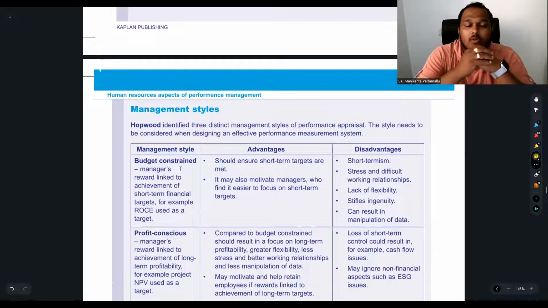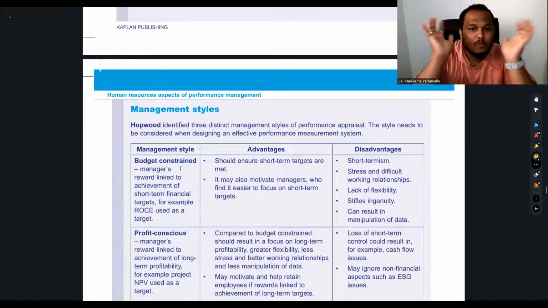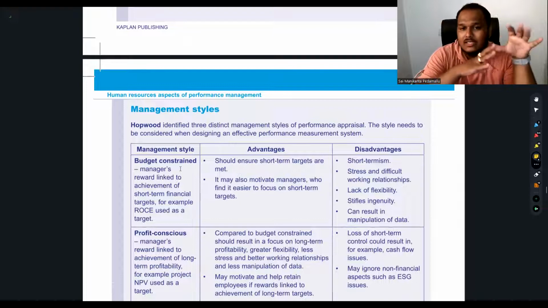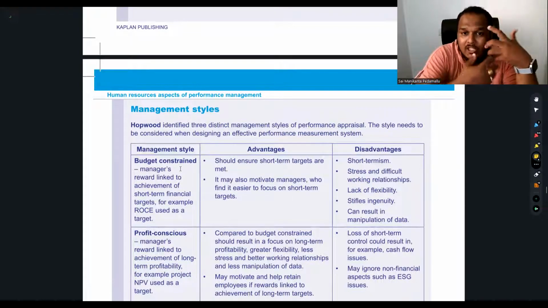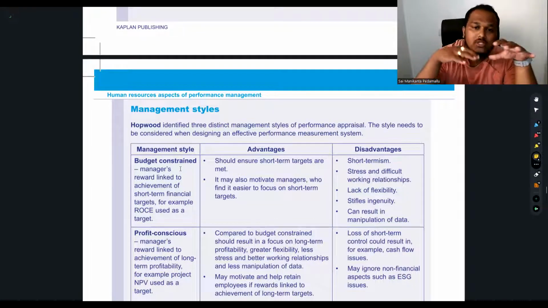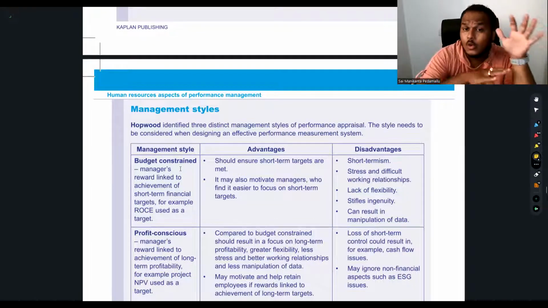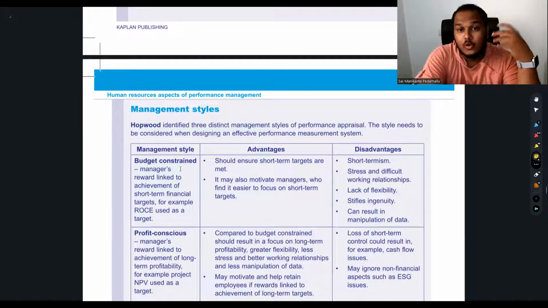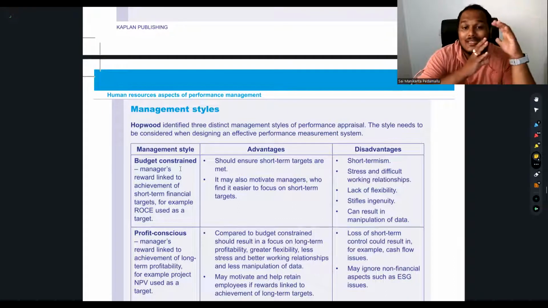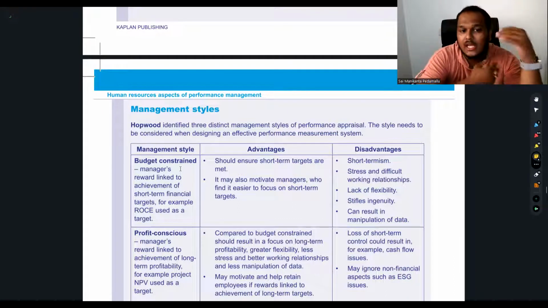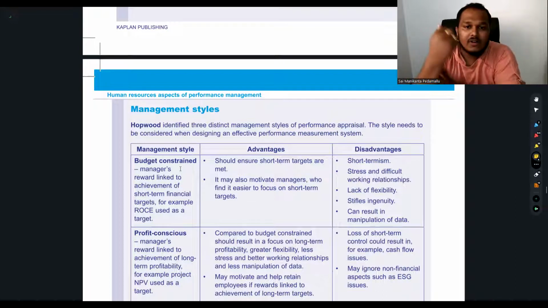Now coming to the management styles, Hopwood management style. So Hopwood is the person who proposed that there are different types of styles of management of employees. So the most crucial ones, that doesn't mean these are the only types of styles. A new HR may come and he can have a completely different style of management. We can't comment on that. The typical styles of management are covered by Hopwood. He says that first there are budget constrained managers.